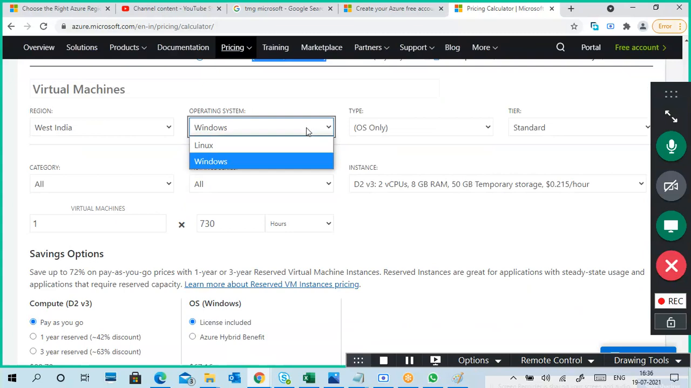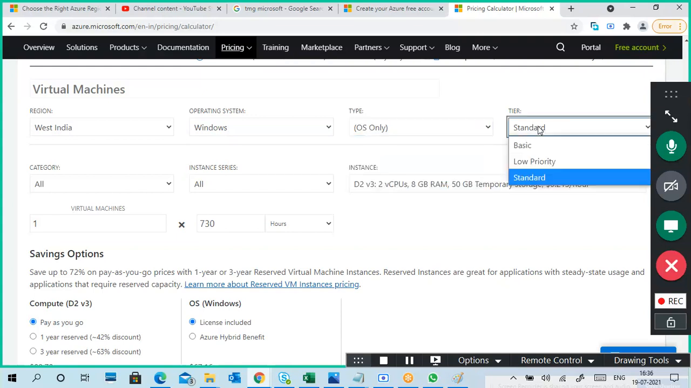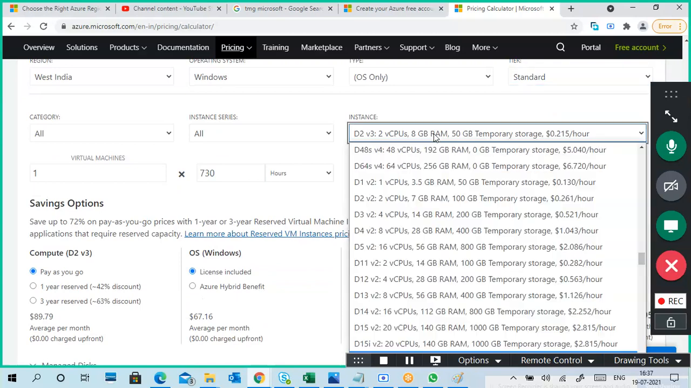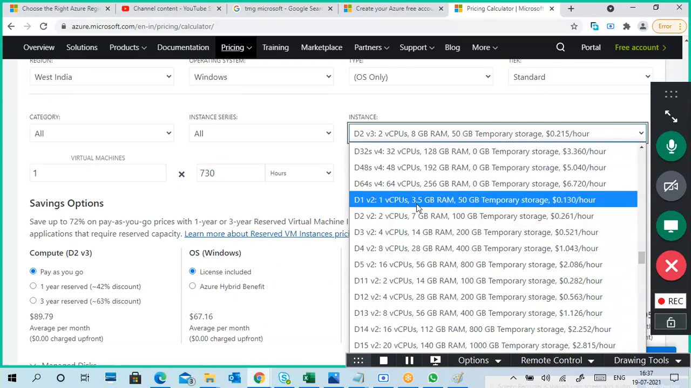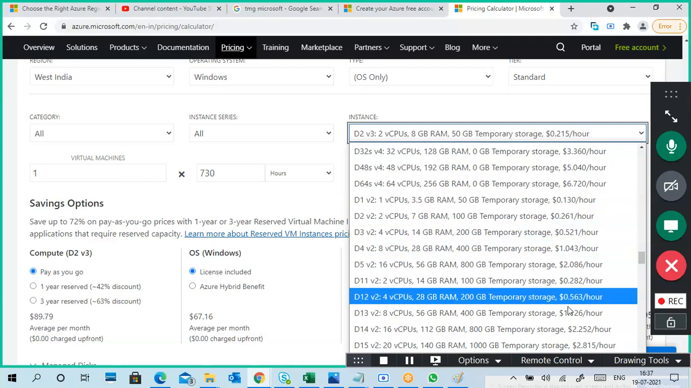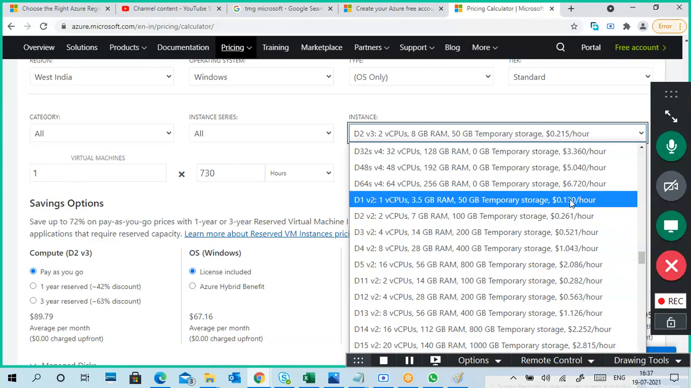Which operating system do I want? Windows, for example. Do you want OS only, or OS with SQL Server or BizTalk Server? I want OS only. Standard, low priority, or basic. The tier is standard. This is the instance. If you go with one CPU, 3.5 GB RAM, 50 GB temporary storage. What is the lowest cost? I think this is the lowest cost.